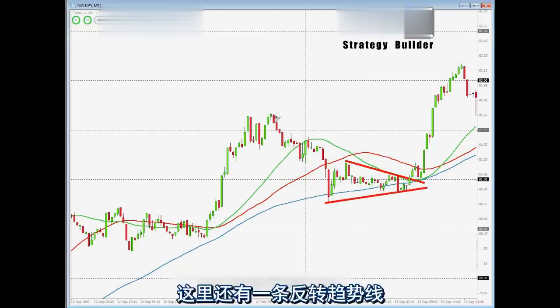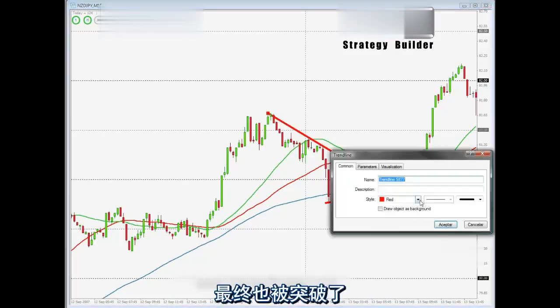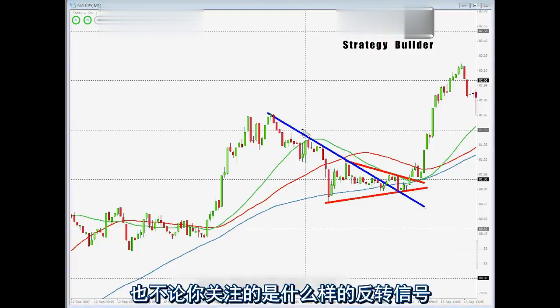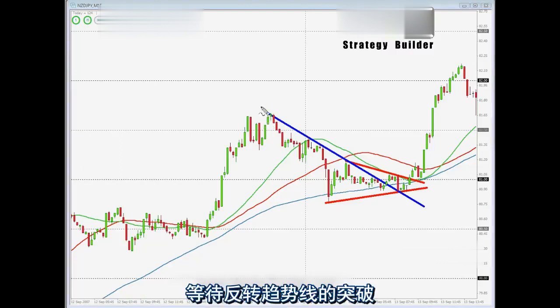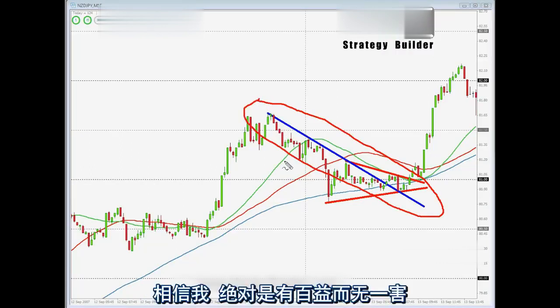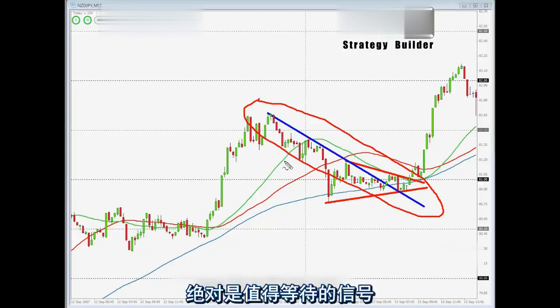Also, we have the overall retracement trend line somewhere around there, which actually gives way. Whenever you are swing trading, trying to exploit the whole new swing in the direction of the main trend, it's always a good idea to wait, no matter what type of reversal formation you are trading, guys. It's always good to wait for the breakout of the retracement trend line. Trust me, it's a big plus. It's something you definitely want to wait for.